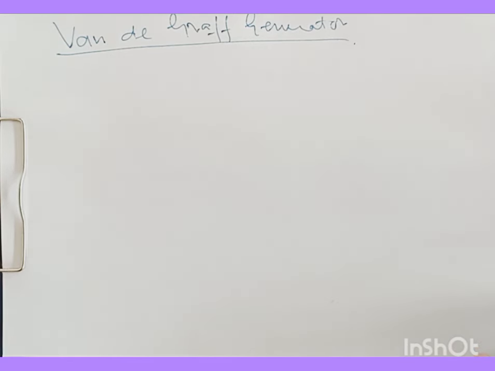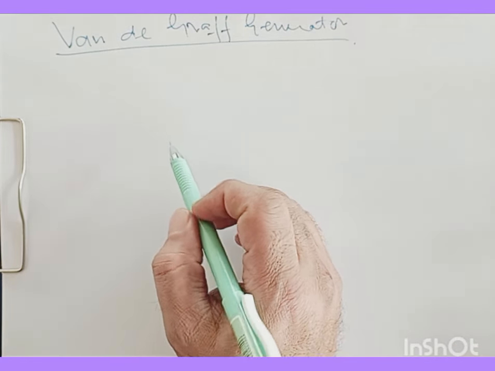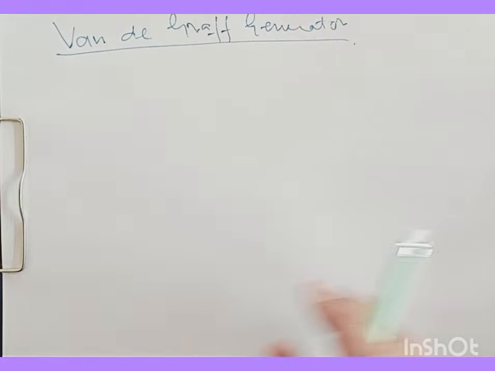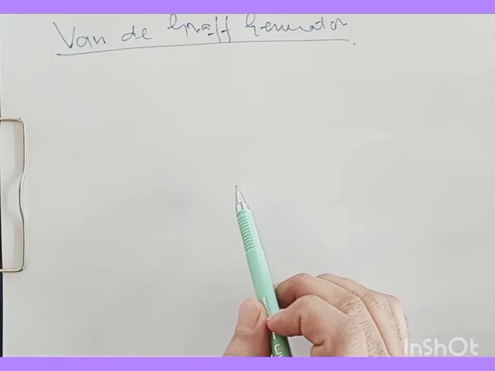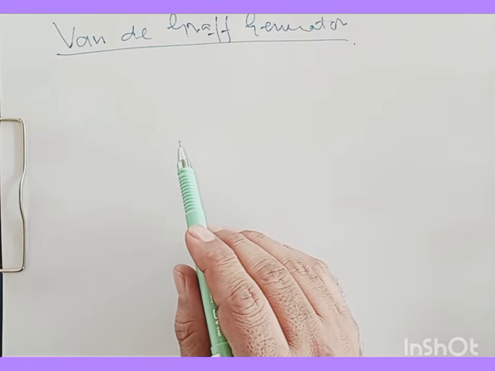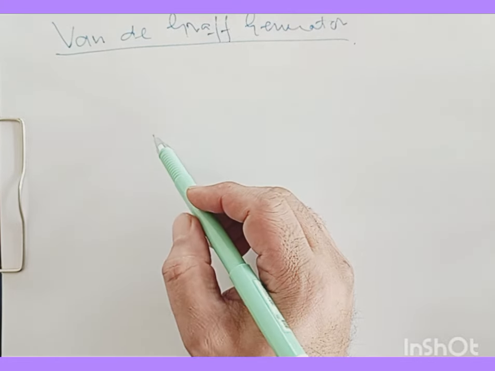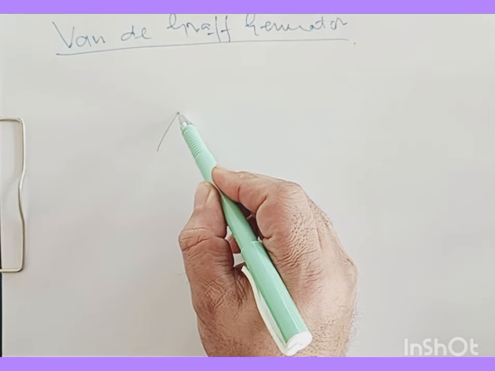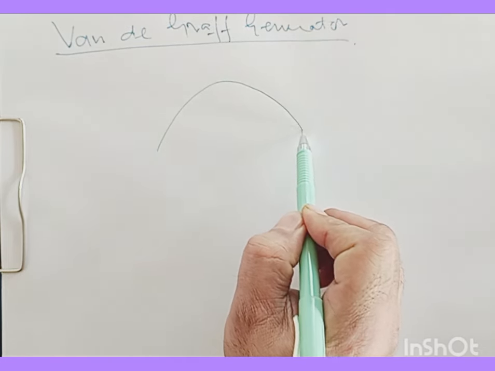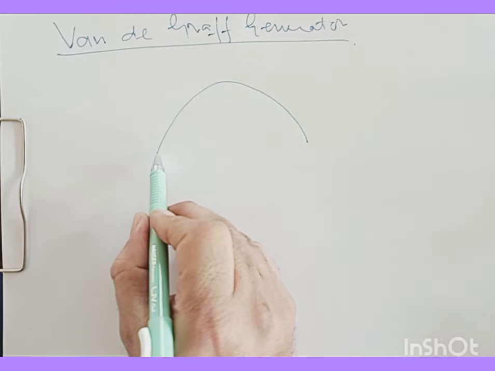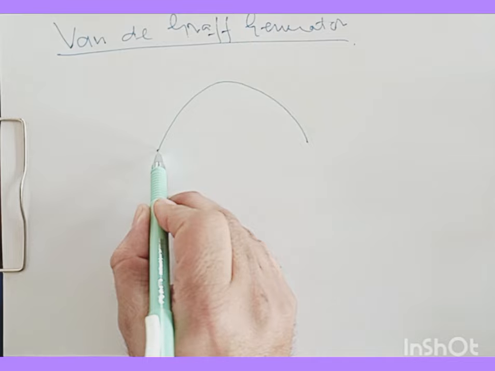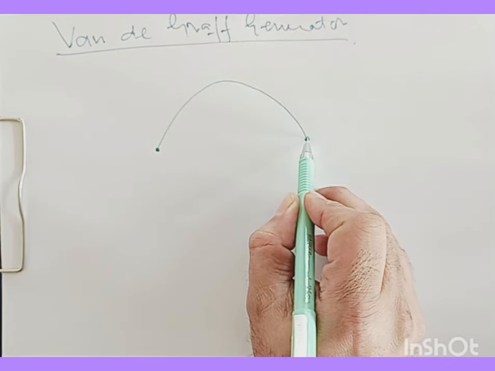Now let's talk about the Van de Graaff generator. It certainly has to do everything with electric field, and it falls in the category of electrostatic accelerators. Let me draw a rough sketch of this generator and try to understand the mechanism of working of this Van de Graaff generator. In fact, this generator was designed by Van de Graaff in 1931 at Princeton in the United States of America.